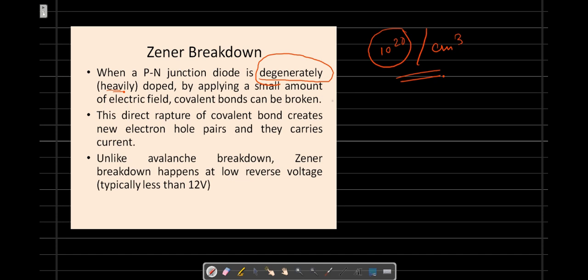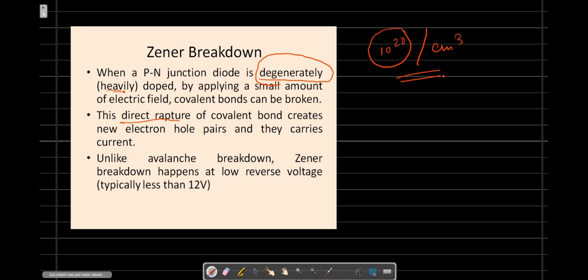So here the covalent bonds are broken directly, not in any collision process. There are no such thermally generated carriers involved. Of course, thermally generated carriers are there because we are working with the reverse bias condition, but they are not responsible for this Zener breakdown. They are present inside the diode, but they are not related to this Zener breakdown phenomenon. So here the covalent bonds are broken directly by applying a small amount of reverse voltage, that is, electric field. So direct rupture of covalent bonds takes place here.